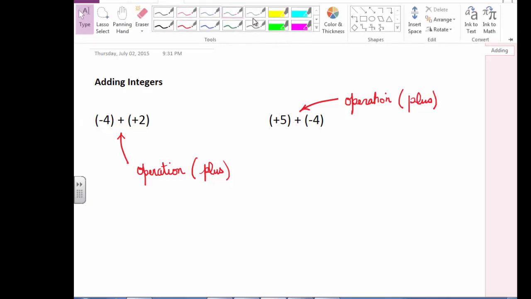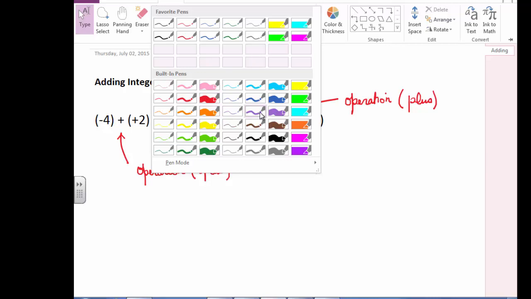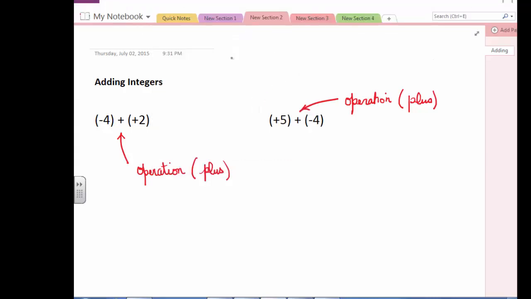Now let me change the color to blue, and what we are going to understand now is the signs. The signs exist only between the brackets for the integers. As you can see, this is the first sign I have. Before 4 there is a negative sign, so we call it negative, not minus. Minus is for operation only. And again, before the 2 there is another sign, and we call the sign positive.